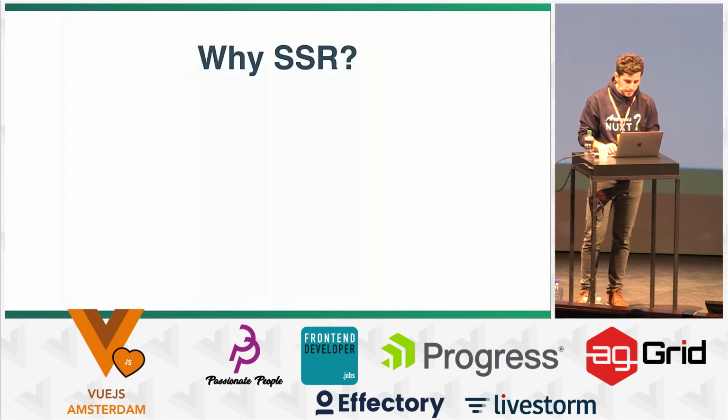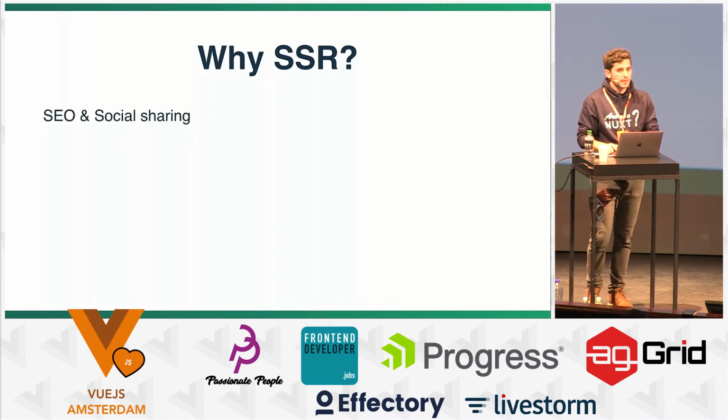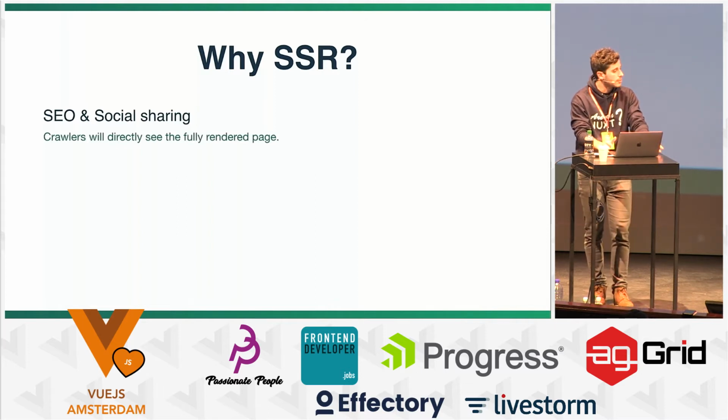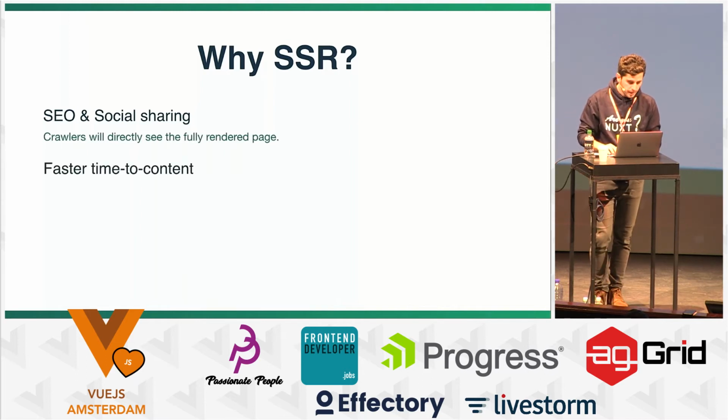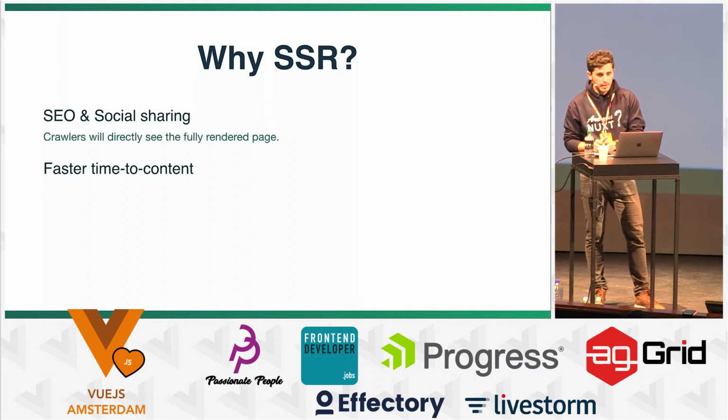So we've seen that. Why server-side rendering? For SEO, I think everyone knows why it's useful. Social sharing: when you share on Twitter or Facebook, the crawlers will see directly the content of your page since they read the HTML. Faster time to content is really useful for mobile because of slow internet connections. If you have to download all the JavaScript, which can be some megabytes, the user on mobile, let's say on 3G, will have a white screen for a while.